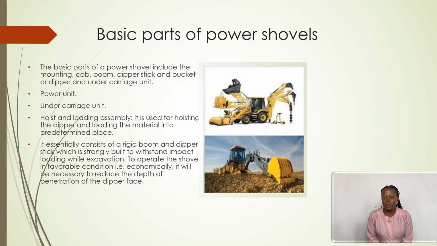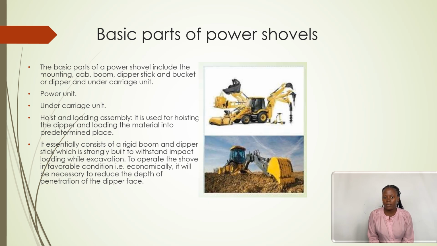The basic parts of power shovels, as you can see, include mounting, cab, boom, dipper stick and bucket or dipper, undercarriage unit, power unit, hoist and loading assembly, which is used for hoisting the dipper and loading the material onto the predetermined place.